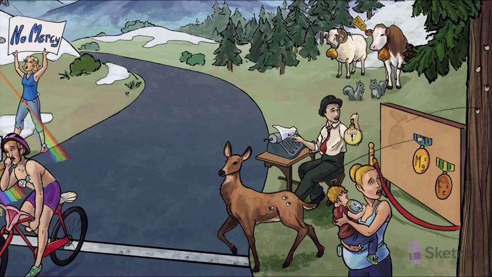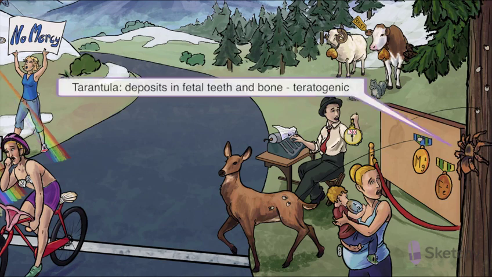Tetracyclines are also avoided during pregnancy because the drug deposits in fetal teeth and bone, causing deformity. Let's sketch in our recurring symbol for teratogens, a tarantula, une tarentule. Ew, gross. No wonder she's distracted.